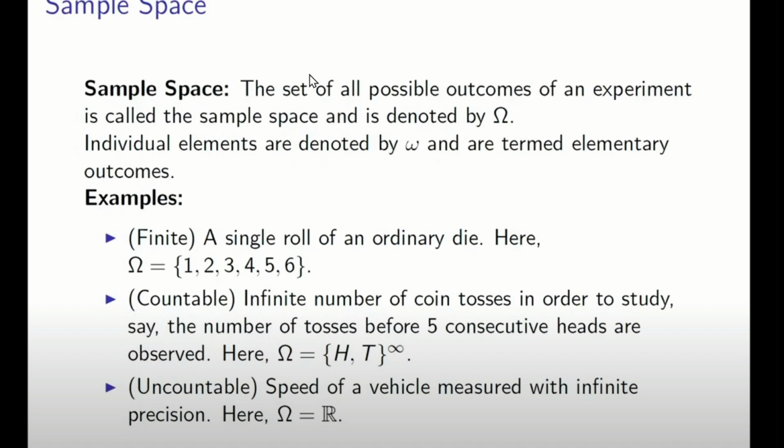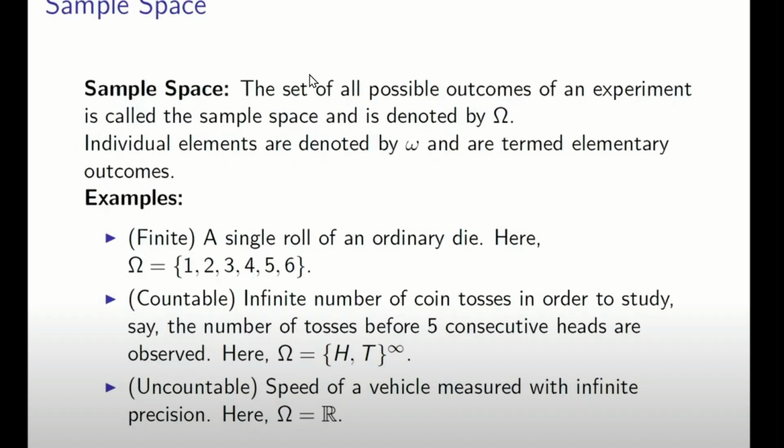These are finite. There are no other outcomes like 8, 9, 10, 11 on a die. So rolling an ordinary die gives a finite set, and it is represented by omega. Sample spaces are again of two types, countable and uncountable. For countable, the examples are simple, like rolling a die or flipping a coin.